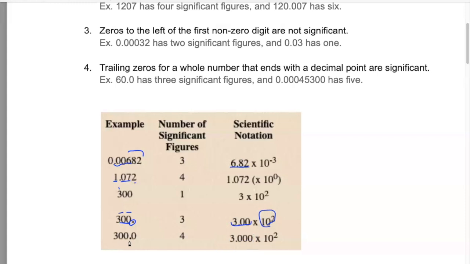So here, there's a decimal. Any 0 trailing behind the decimal counts, so that one counts. So that's 4 significant figures, and you have to write all of the zeros to show all the sig figs when you're writing the scientific notation.